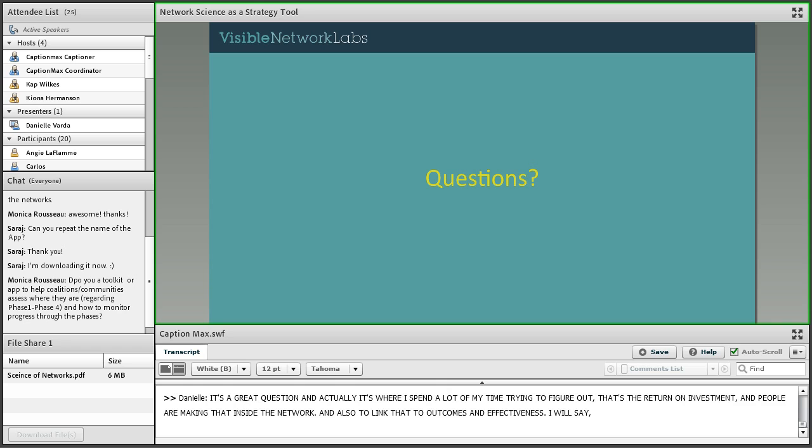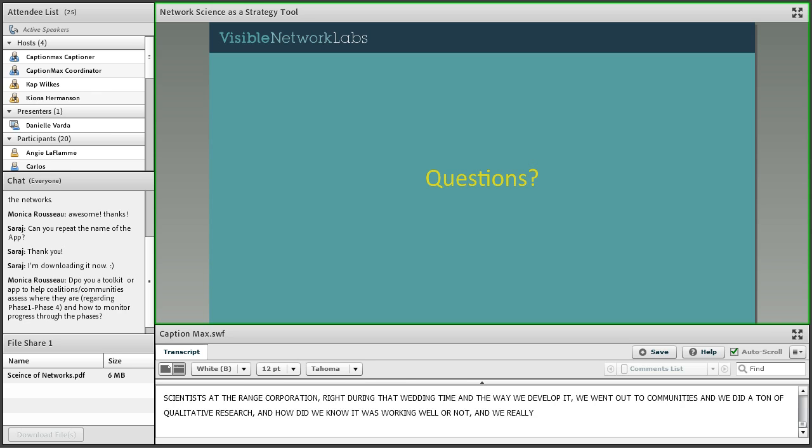It's actually where I spend a lot of my time trying to figure out how we make really good use of all of the work that goes into getting these kinds of data so that we can translate it into practice, both to understand things like the return on investment that funders are making and that our people are making inside that network, and then also to link that to outcomes and effectiveness. And I will say, Cap, I know the work you all are doing is pretty incredible, and so you'll understand probably also that it's always a thing that we're working on.